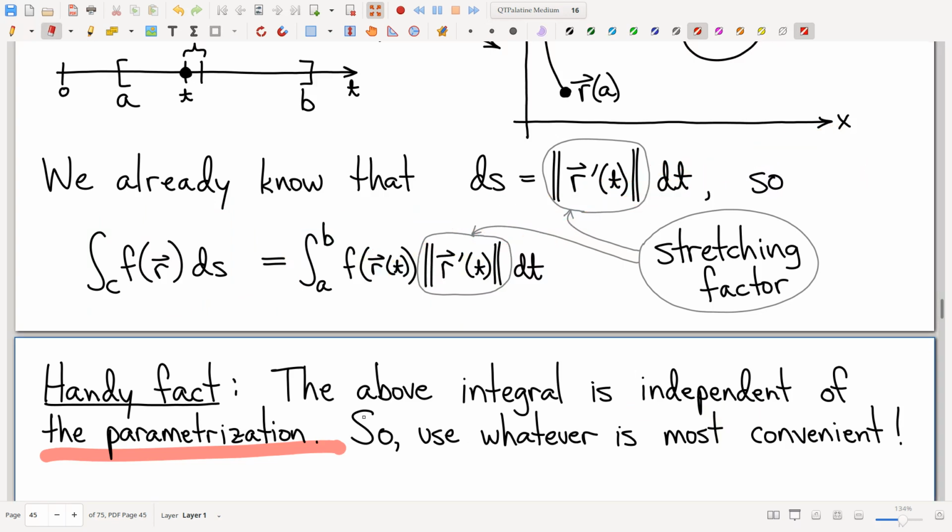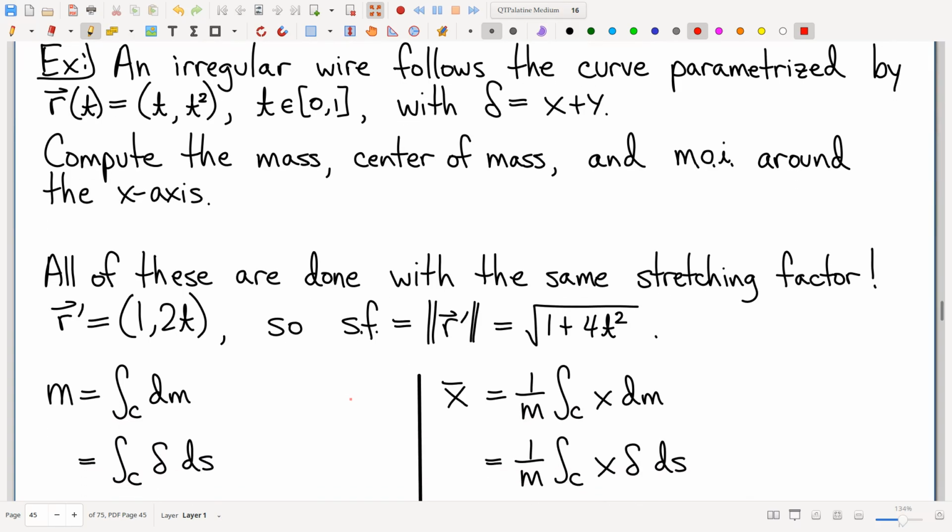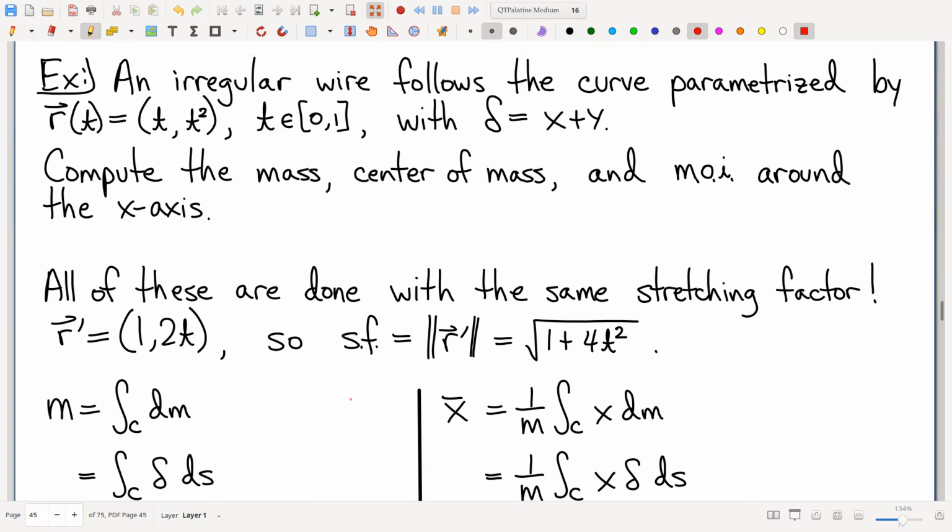Alrighty, so let's do one. Actually, we're going to do 4 of them. Kind of all at once. Here's the problem. We have a weird irregular wire. It's thicker in some places and thinner in some places. Maybe it has more iron in the alloy part of it and has more aluminum in the alloy elsewhere, whatever. So it's just a non-constant density. And it follows a certain curve, and I'm going to give that curve pre-parameterized.